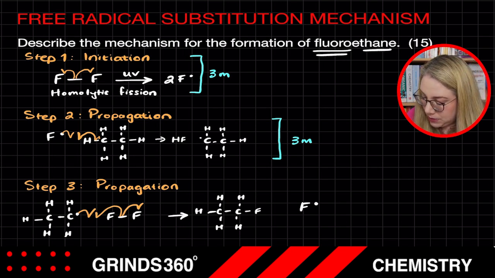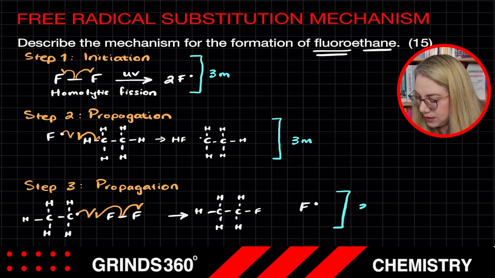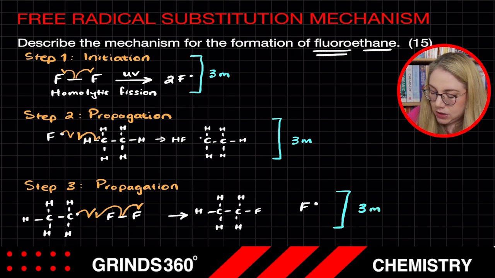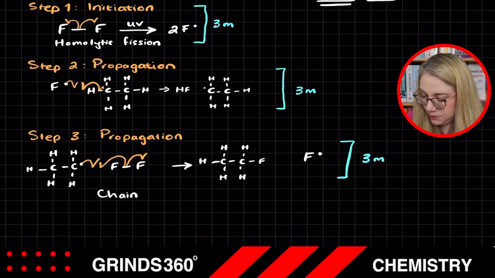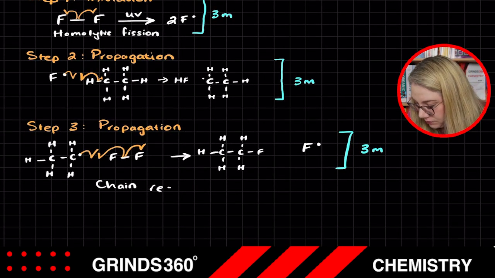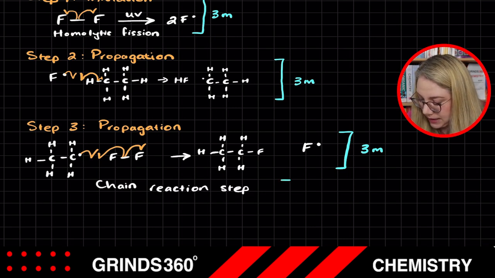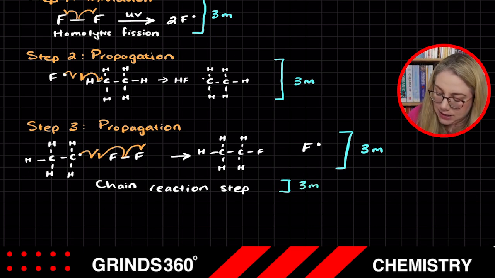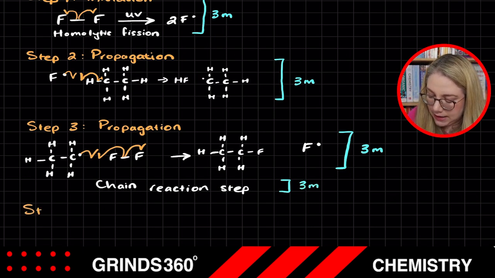For this step, we now have 3 marks, so we're at 9 out of 15. Don't forget to call this, it's a very specific name. This is the chain reaction step. And we call that the chain reaction step, and now we get another 3 marks. Your last step is to show how we get rid of the free radicals and stop them from undergoing propagation.